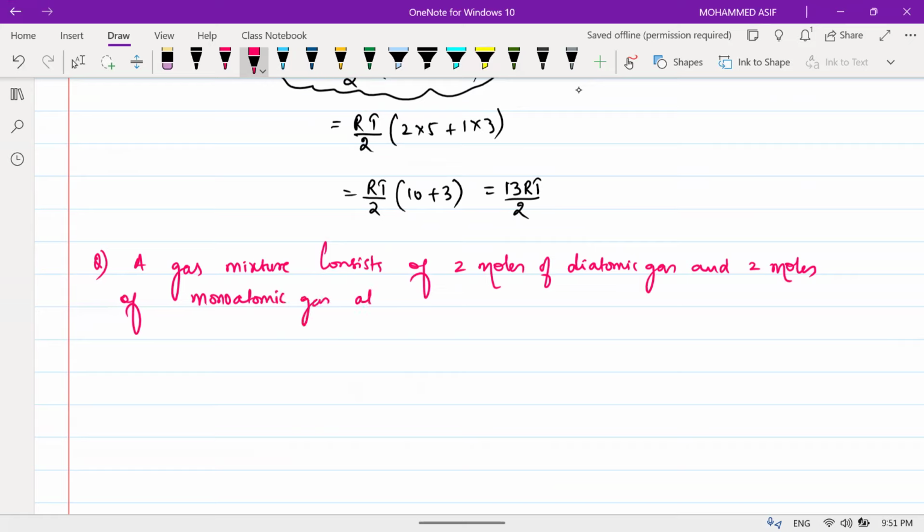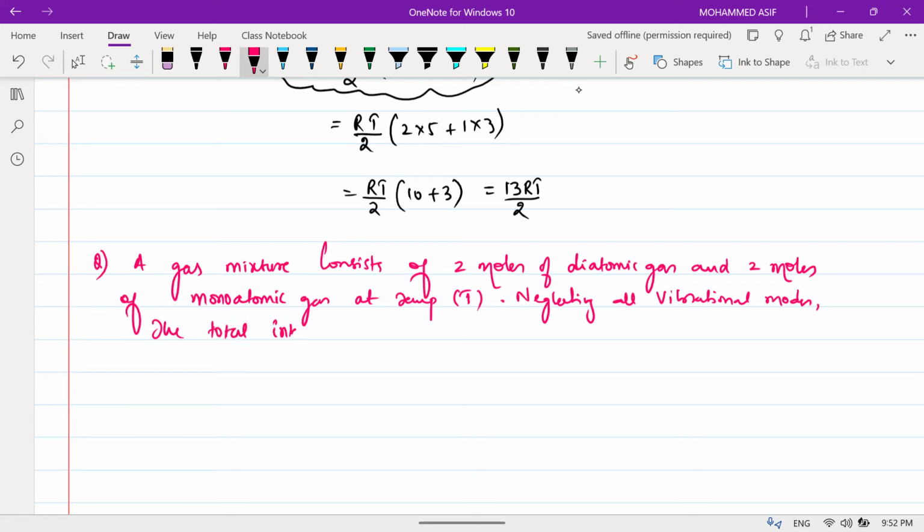Okay, at a temperature T. At a temperature capital T. प्रॉब्लम में कुछ भी हो सकता है. T, 2T, T by 2 कुछ भी हो सकता है. Neglecting all vibrational modes. The total internal energy.